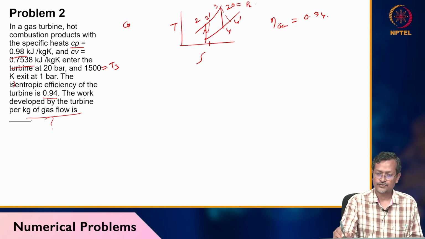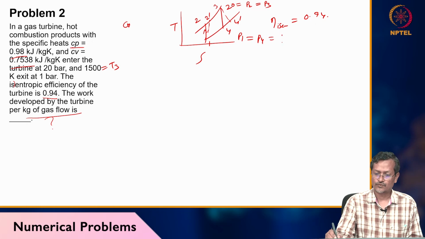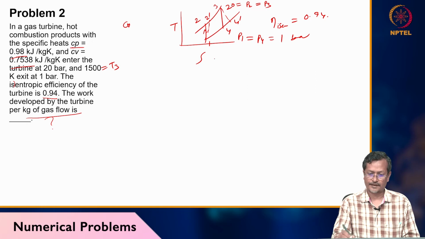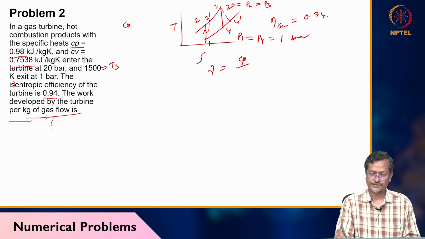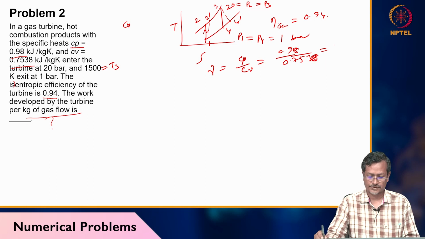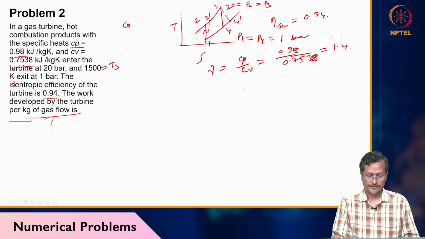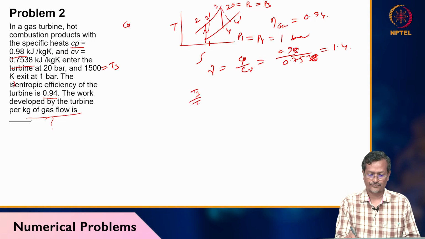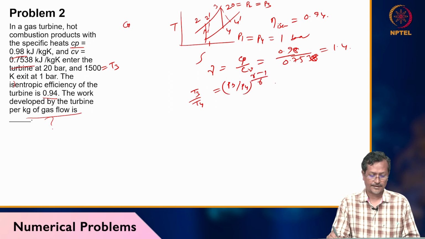P2 equals P3, P1 equals P4 equals 1 bar, and gamma you can calculate as Cp by Cv equals 0.98 by 0.7538. These values are given, so it is coming 1.3. Now applying the general equation for the reversible adiabatic process in 3 to 4, T3 by T4 equals P3 by P4 raised to gamma minus 1 by gamma.